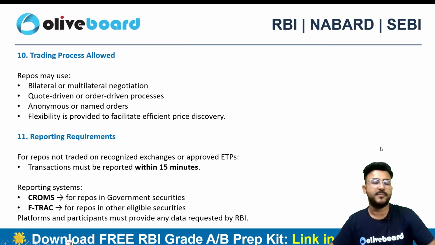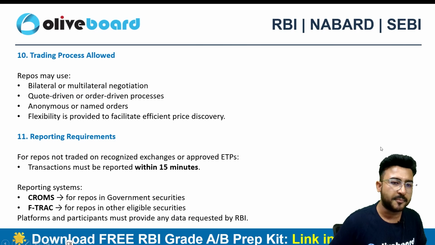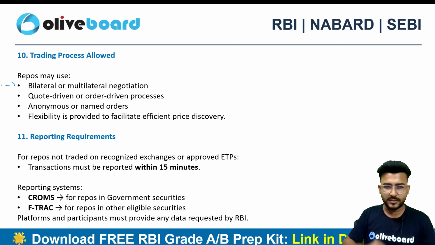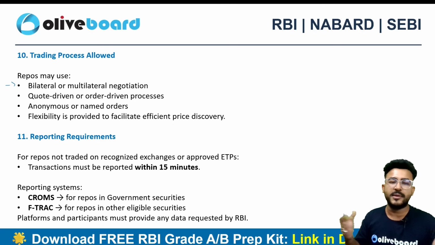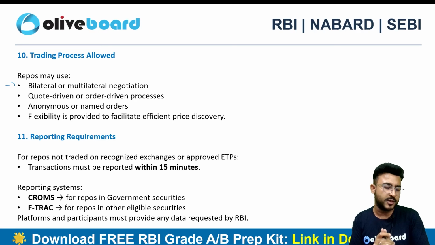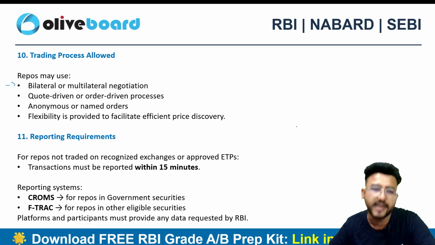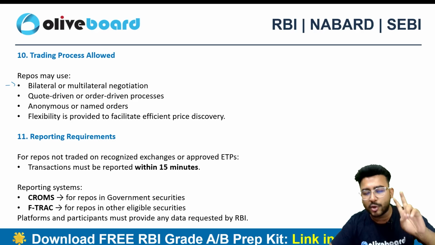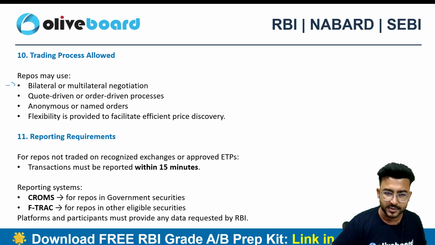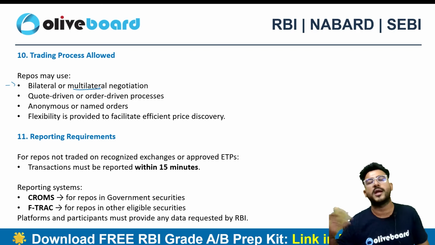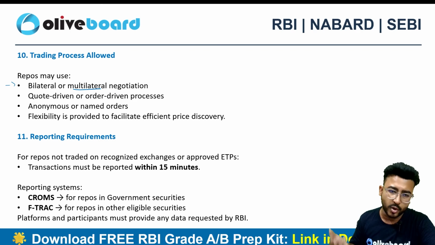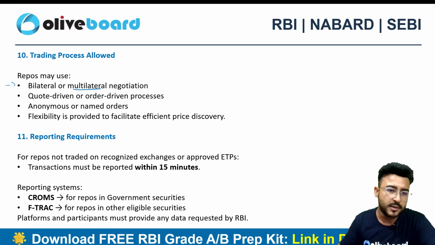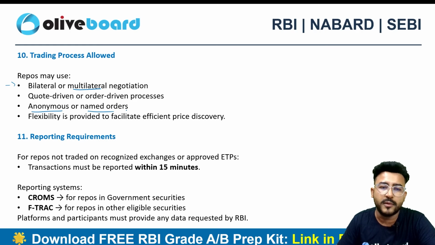Now which is the trading process which is allowed? So trading process is completely free. So here I can say bilateral, multilateral negotiation. मतलब देखो, bilateral मतलब in which both the parties are doing the negotiation, right. Let's suppose in bilateral trade there are two parties and they are doing the negotiation process. In multilateral there can be more than two parties as well who are doing the negotiation, right. It can be quote driven, it can be order driven, it can be anonymous order, right. Anonymous order भी हो सकता है और named order भी हो सकता है. So यहाँ full flexibility is there.